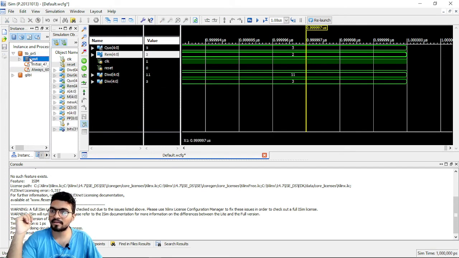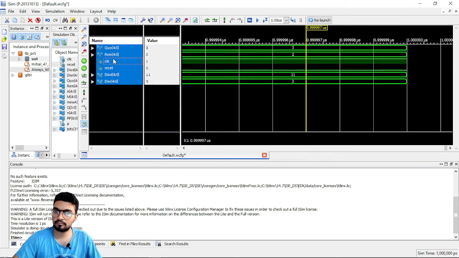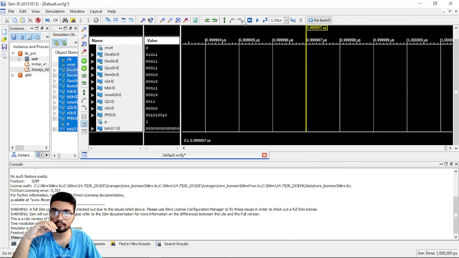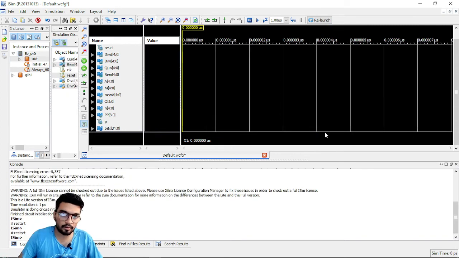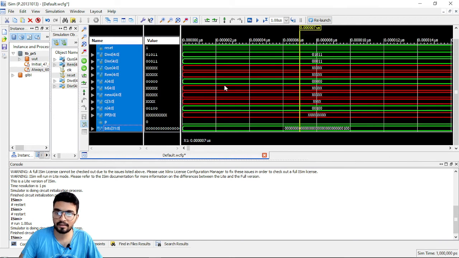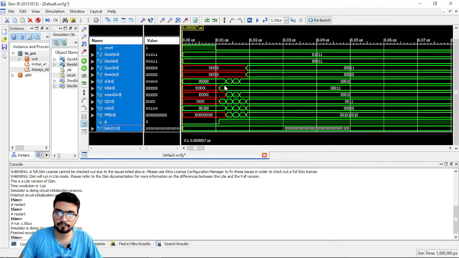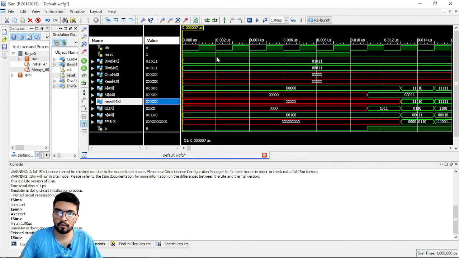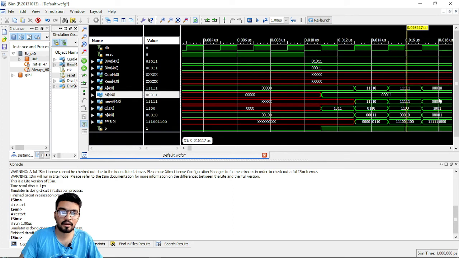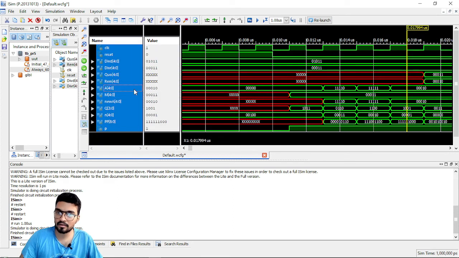If you want to see the internal signals, you can go like this, go here and add it. These are the internal signals of the system. As I mentioned, for the first 10 nanosecond we will not have any output. You can see here, for the first 10 nanosecond there is 1, 2, 3, 4 and 5. For the first 5 clock cycles we will not have any operations. Then we will have further operations like this, and then it will generate the output as required.